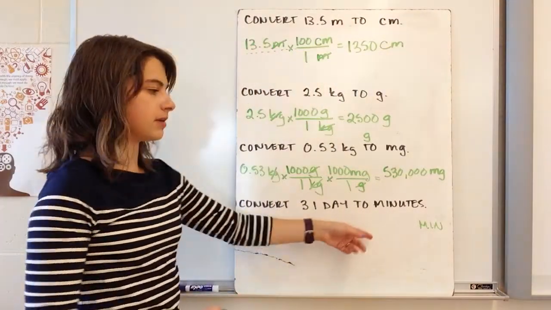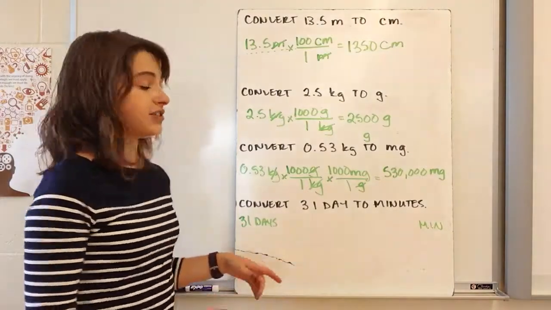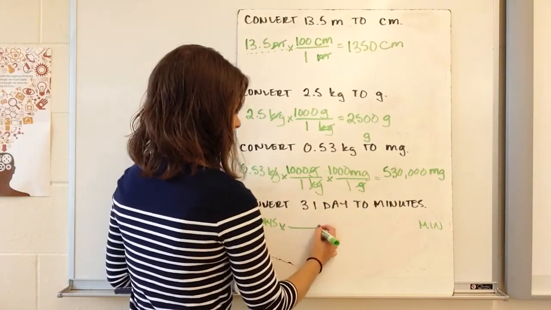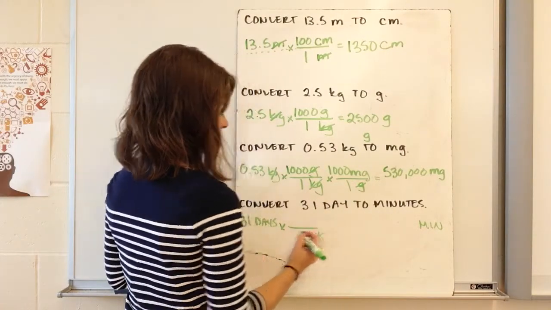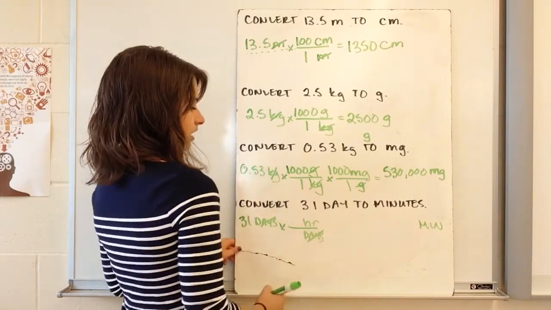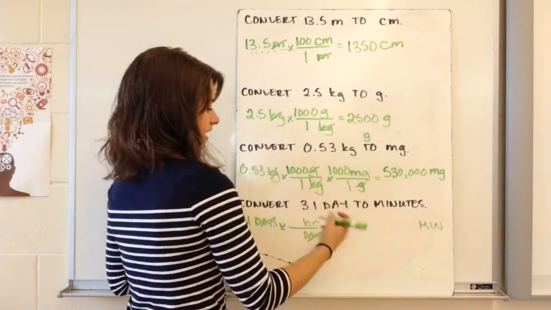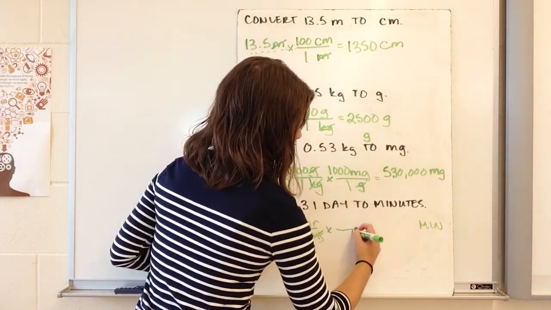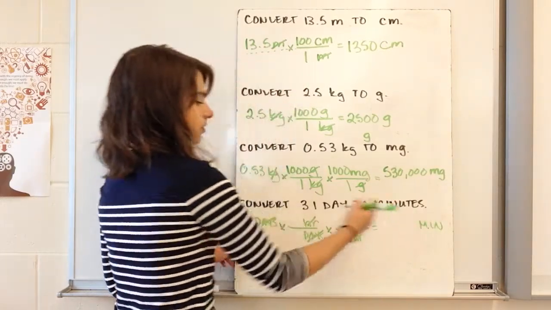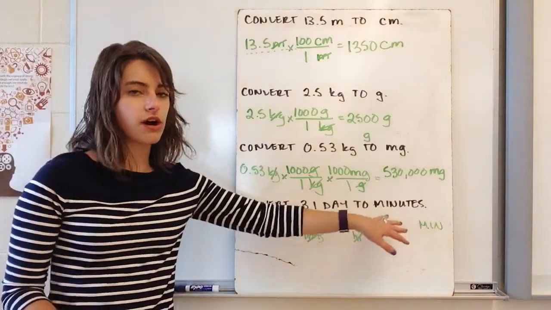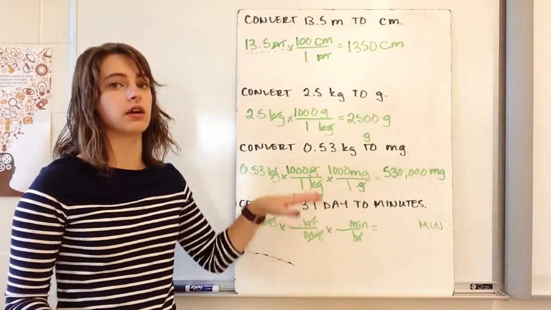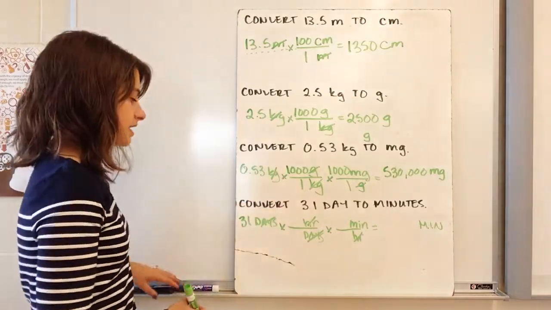Now, I don't know how many minutes are in a day off the top of my head. I do, however, know how many hours are in a day. So I'm going to go from days, I'm going to put that on the bottom so it'll cancel, to hours. And now I know how many minutes are in an hour. So I'm going to put hours on the bottom so they'll cancel. Minutes on the top, because that's what I want to be left with. So I didn't know how many minutes were in a day. However, I know how many minutes are in an hour, and I know how many hours are in a day. So I can use that as my intermediate step.